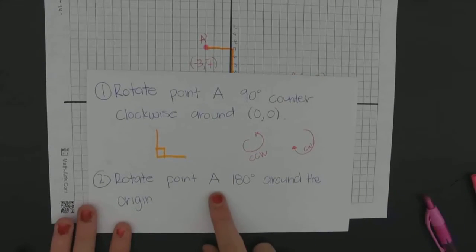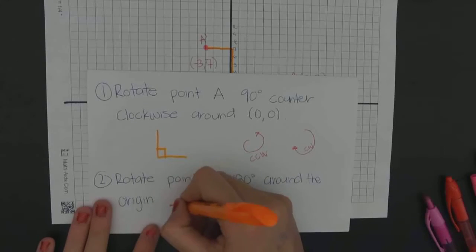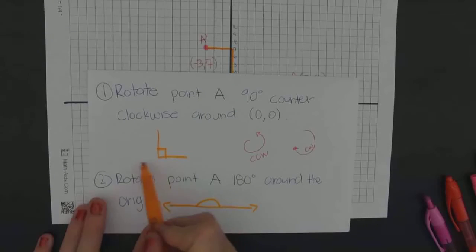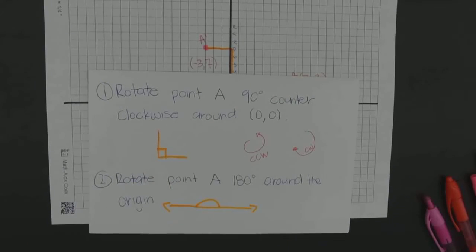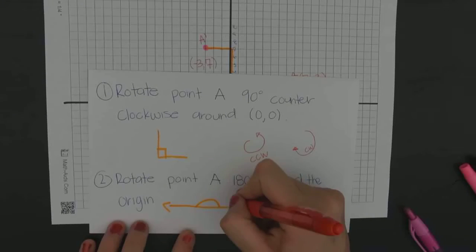point A. It says rotate point A 180 degrees around the origin. You might notice on this one, it didn't specify counterclockwise or clockwise. And the reason for that is 180 degrees is a straight line, right? It's two 90s put together, so it's just a straight line. And I can get to that by going counterclockwise or clockwise, and it doesn't matter.